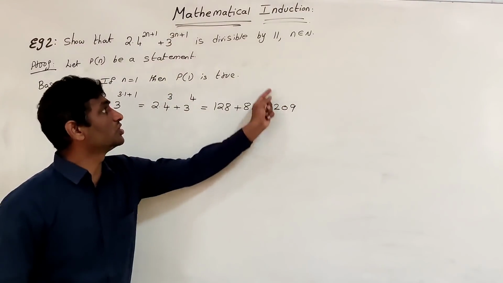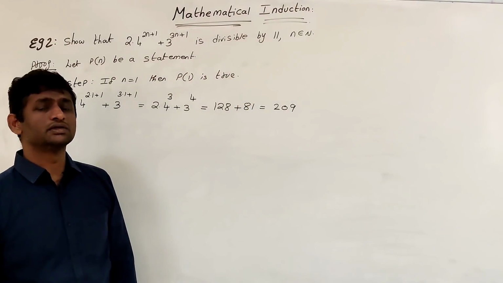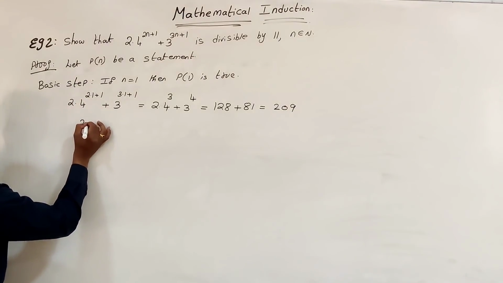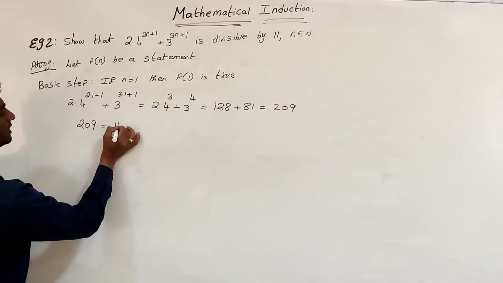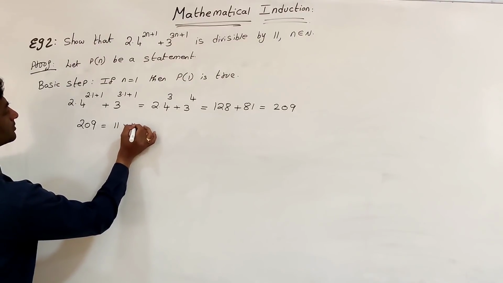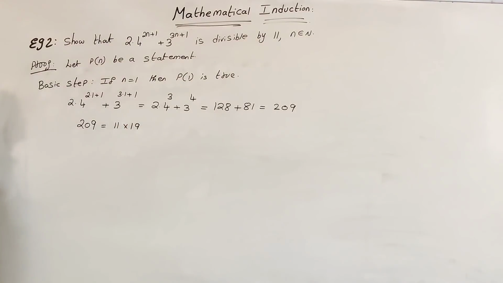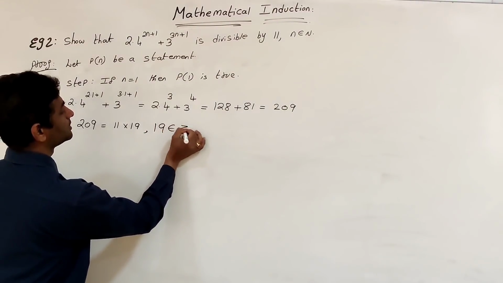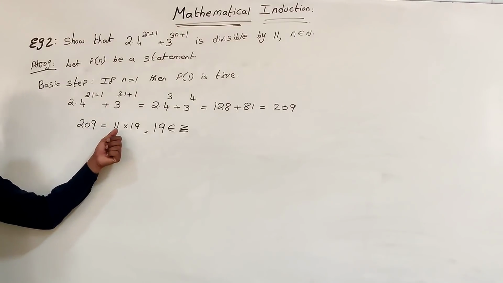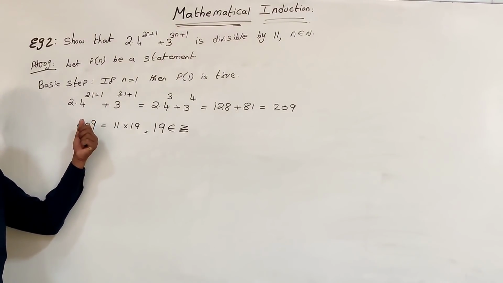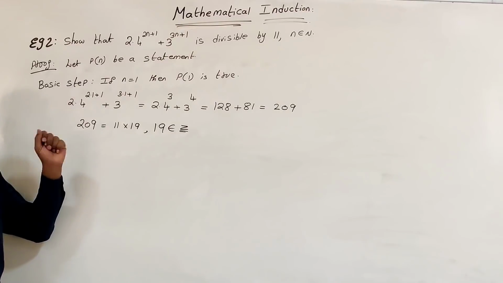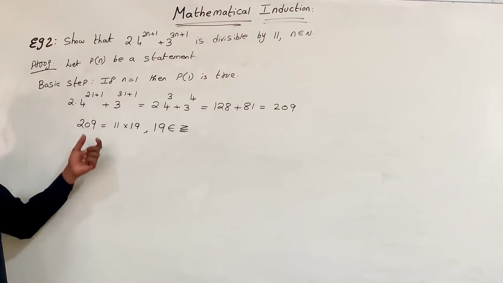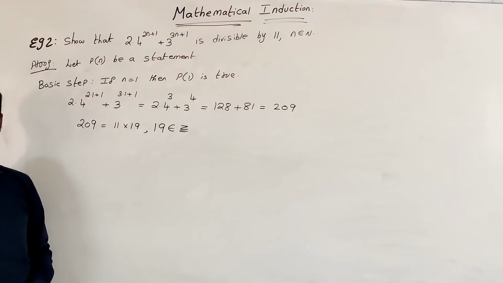So this 209 is divisible by 11. How? 209 can be written as 11 into 19, where 19 belongs to some integer. Means 11 is a factor of 209, or 209 is a multiple of 11, and the remainder is 0. So the given statement is true for n is equal to 1.